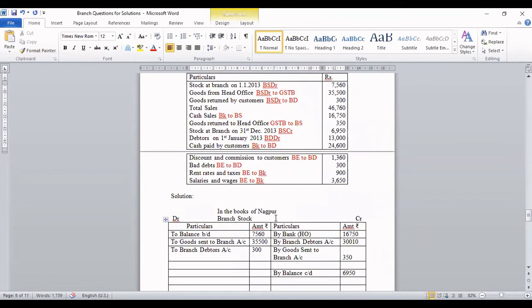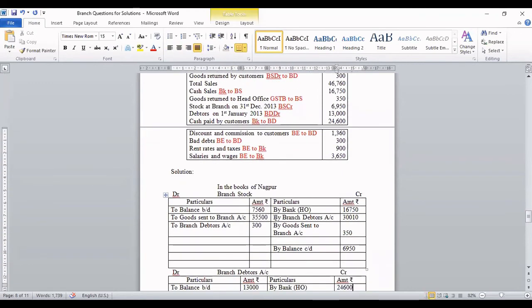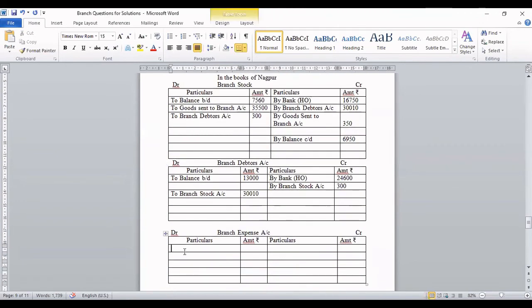The next one, discount and commission to customers. So what will be the effect of that? Branch expense to branch debtors. And record here: to discount and commission. What is the amount we have? 1,360. Go to branch debtors and record by discount and commission, amount 1,360.